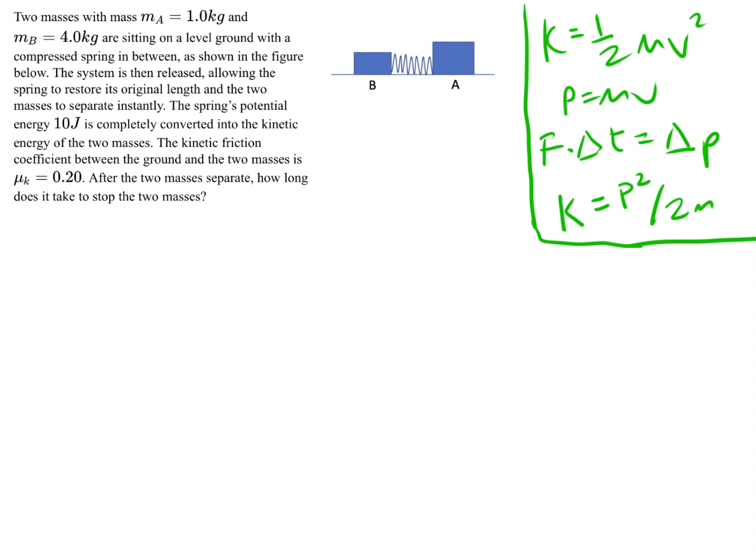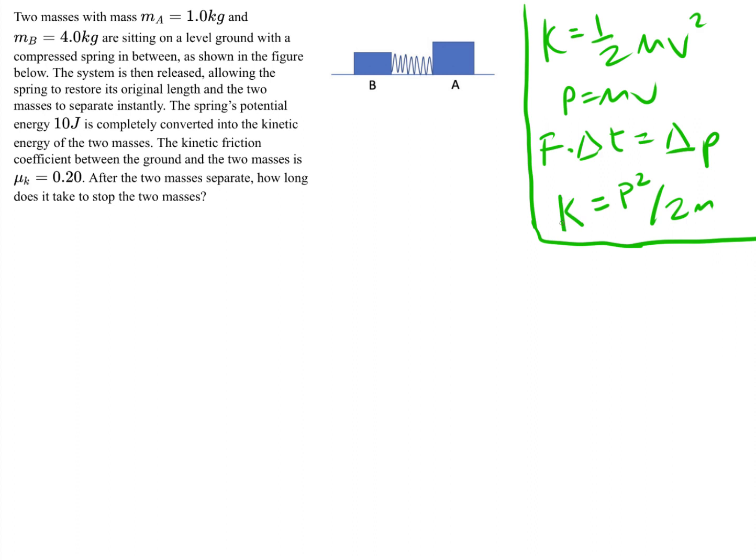So first we have some equations here. The first one is the equation for kinetic energy, which is 1/2 times the mass times the velocity squared. Second is for momentum, which is equal to the mass times the velocity. The third is the momentum impulse theorem. It states that the force times a change in time is equal to a change in momentum.